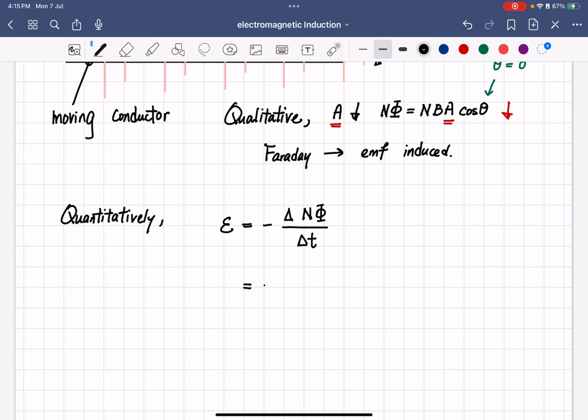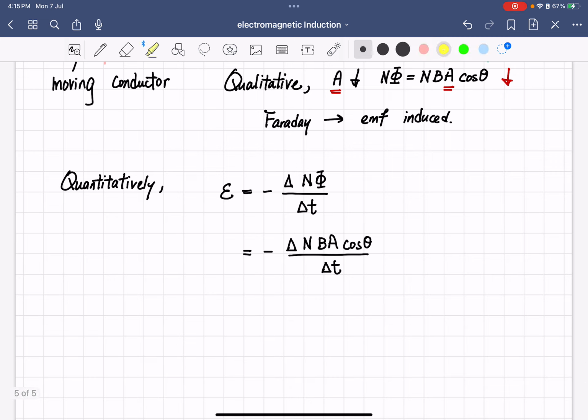Now we can do some mathematics. So we have E equals minus delta, and then we have the phi, the magnetic flux, equal to B times A times cosine theta. We know that N does not change with time, B does not change with time, and cosine theta is equal to 1 because theta equals 0. So cosine 0 equals 1. Therefore we can pull out the two factors because they do not change with time. So I have minus N times B. We can also simplify further because we only have one loop, so N equals 1. So we simplify the expression, and we have delta BA over delta t.